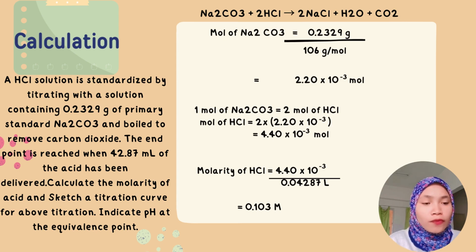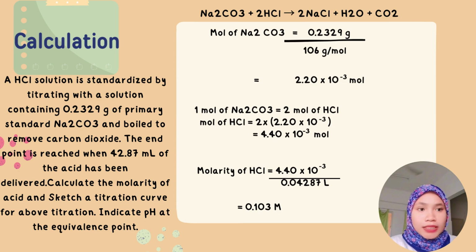The endpoint is reached when 42.87 ml of the acid has been delivered. Calculate the molarity of acid and sketch a titration curve for the above titration. Indicate the pH at the equivalence point. For the question, the balanced chemical equation is Na2CO3 + 2HCl produces 2 NaCl + H2O + CO2.